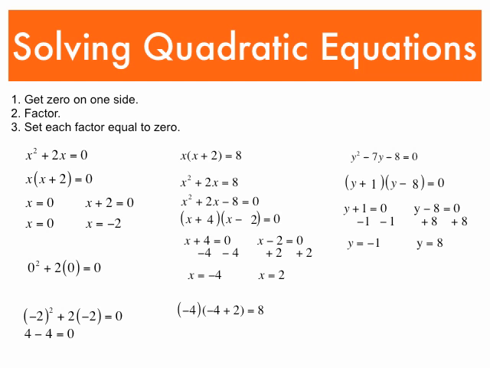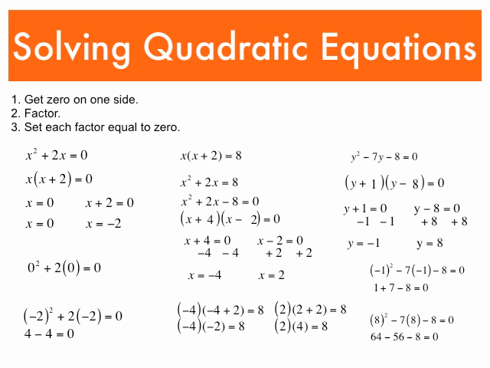Then I have negative 4 times negative 4 plus 2. That's negative 4 times negative 2, that is 8. If I try the other one, 2 times 2 plus 2, that's 2 times 4, that's also 8. Both answers work. Okay, if I put in negative 1 squared minus 7 times negative 1 minus 8, 1 plus 7 minus 8, that's 0. How about 8? That would give me 64 minus 56 minus 8. That's also 0. So I've done my work correctly on these three problems.